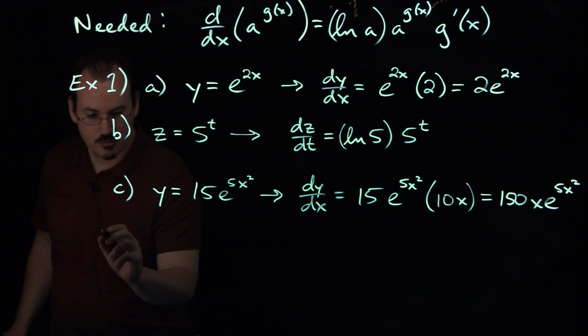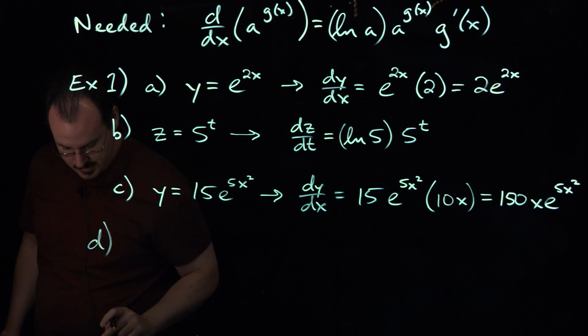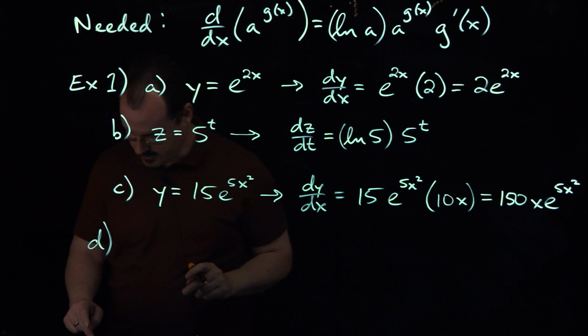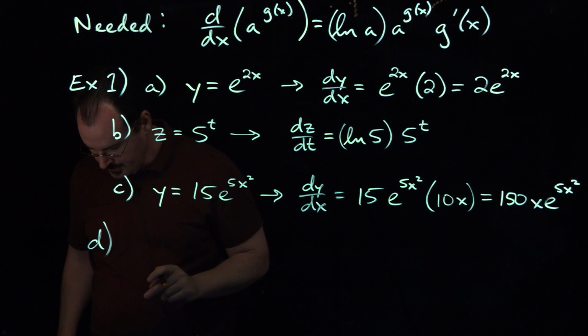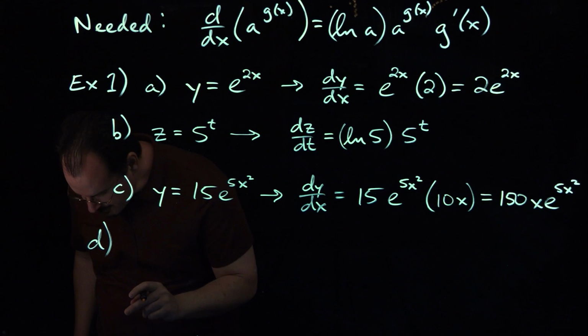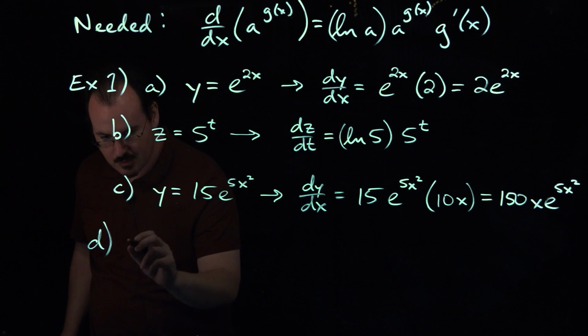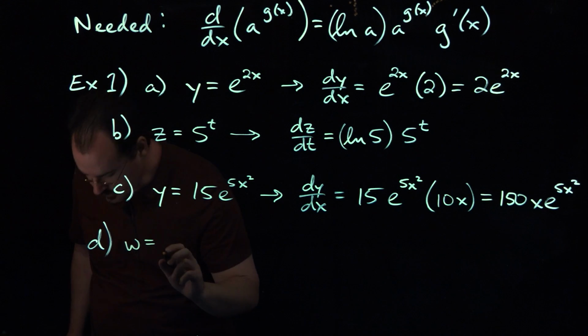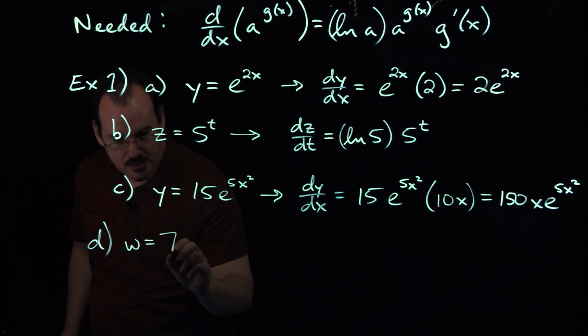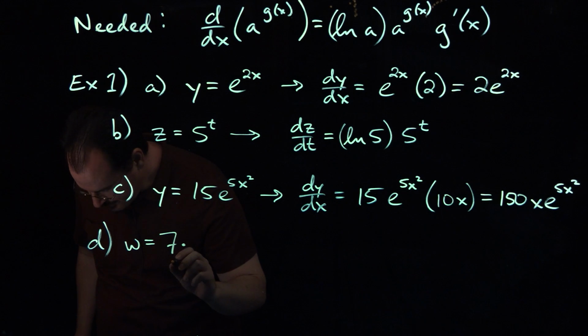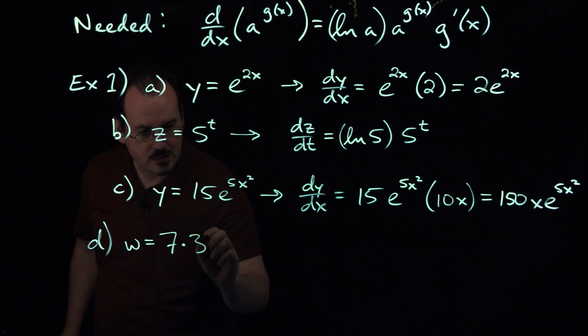Okay, we could probably fit one more, and then we'll do the rest in the next video. So now we've got w is equal to 7 times 3 to the power of 1 over p.